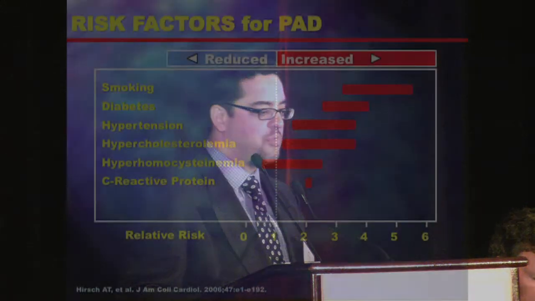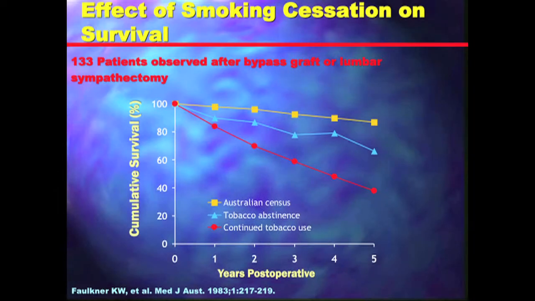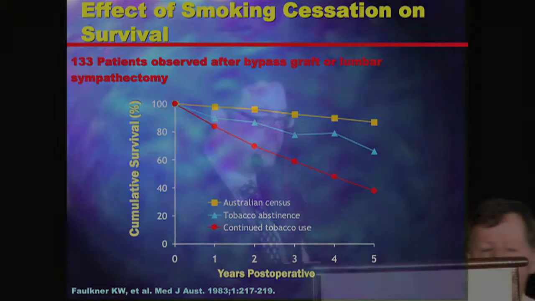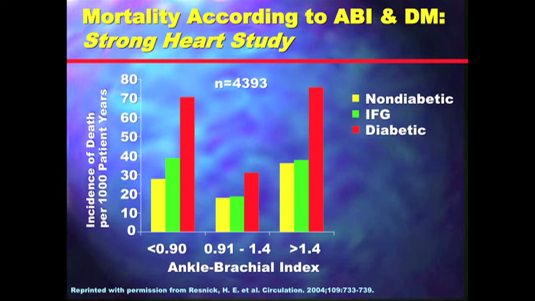What are the risk factors? We already know: smoking, diabetes, high blood pressure, high cholesterol, and some of the more novel risk factors. And here's the importance of changing these habits. We can see how people that continue to smoke have worse survival, of course, than those who quit. As we have found on diabetes, you have more risk of having PAD than patients with normal glucose or patients with impaired glucose tolerance. Now, when you combine diabetes with an abnormal ABI, either less than 0.9 or more than 1.4, diabetes doubles mortality compared to patients without diabetes or patients with intolerance to glucose.